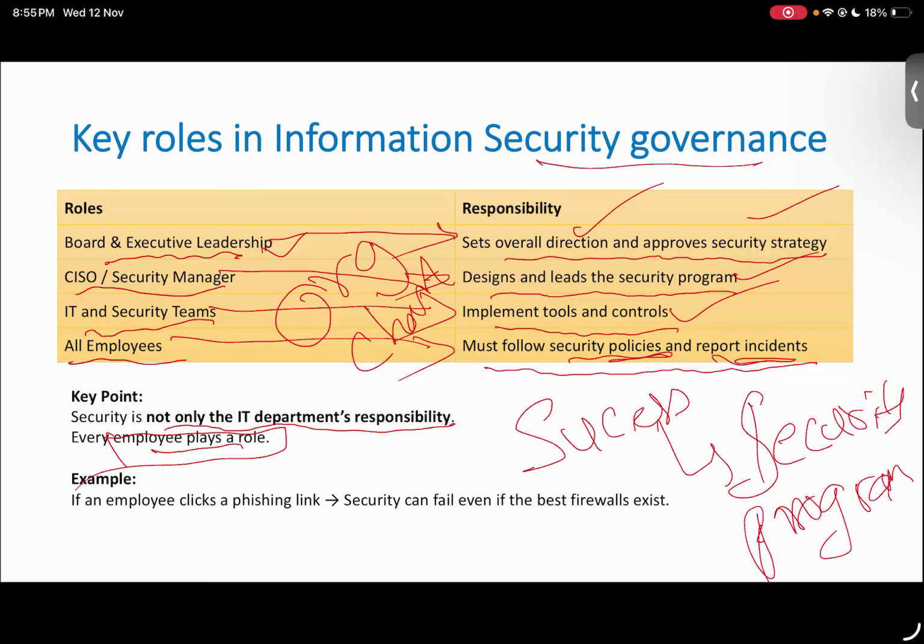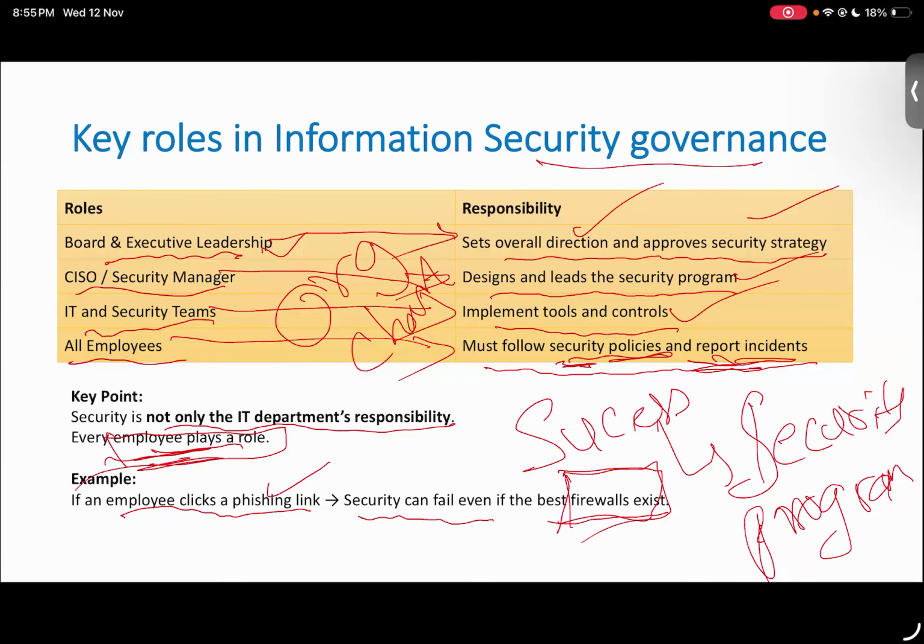As an example, an employee clicks on a phishing email, security can fail even if the best firewall exists. If the employee is not following the security policies, not reporting the incident and not understanding the phishing email and all those things, you will not be able to prevent it even if you have the best firewall installed in your organization. So it is everyone's role over here.